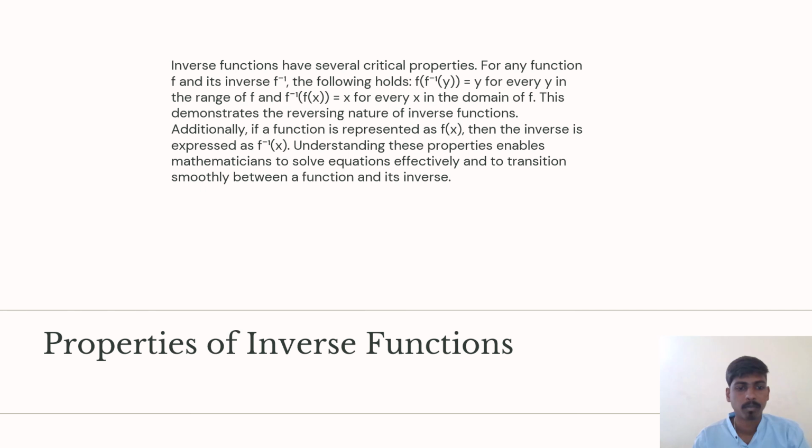Properties of inverse functions. Inverse functions have several critical properties. For any function f and its inverse f⁻¹, the following holds: f(f⁻¹(y)) is equal to y for every y in the range of f, and f⁻¹(f(x)) is equal to x for every x in the domain of f. This demonstrates the reversing nature of inverse functions.